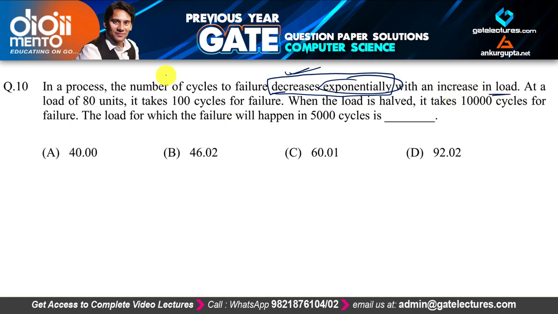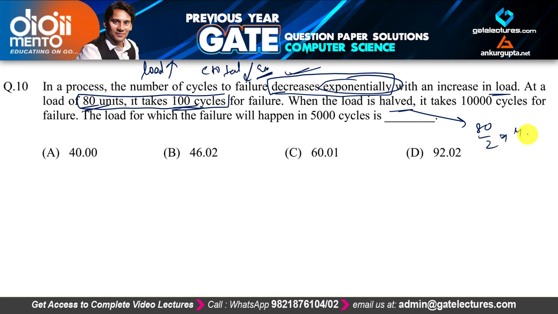That means if the load increases, then cycles to failure will decrease exponentially. Now at a load of 80 units, it takes 100 cycles to failure. When the load is halved, half means 80 divided by 2, which is equal to 40 units, then it takes 10,000 cycles for the failure. Now the load for which the failure will happen in 5,000 cycles is?